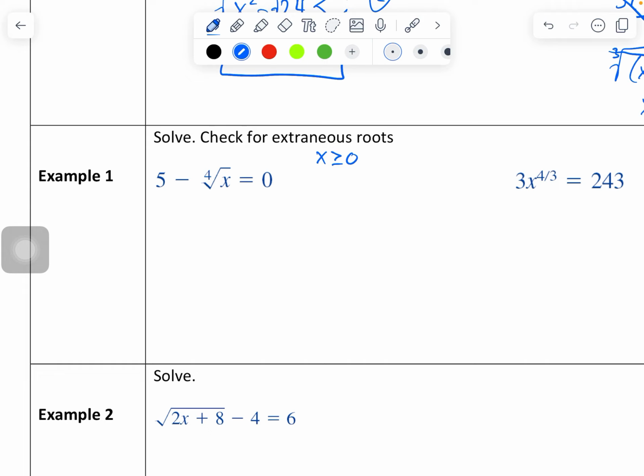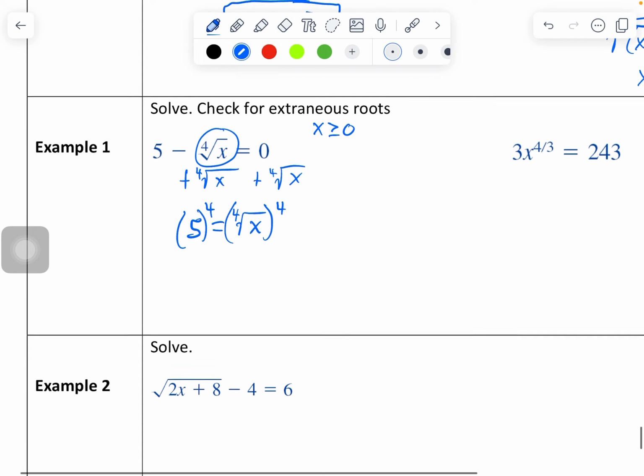So for this one, to isolate the radical or the root here, we need to add it to the other side. So I'm going to add the fourth root of x to both sides. I know that feels kind of weird, but now we would have 5 on one side. We'd have a positive fourth root of x on the other, and then to undo a fourth root, you take it to the fourth power. We're going to increase it. So then we get x equal to 5 to the fourth power, which is 625. That's 5 times itself 4 times.